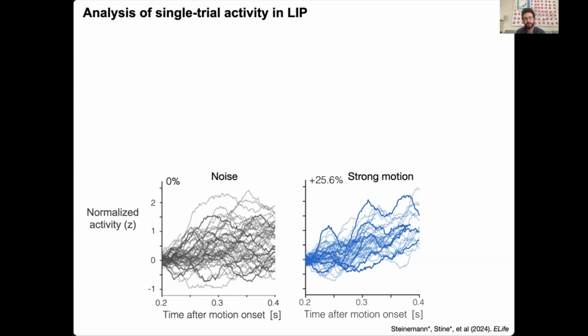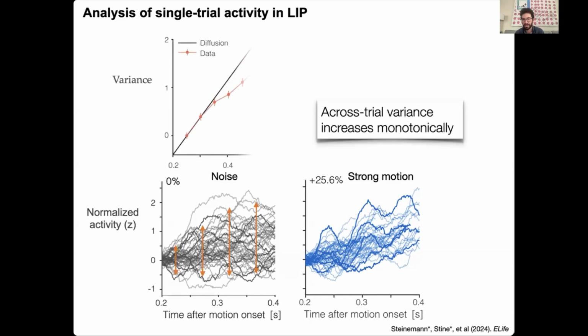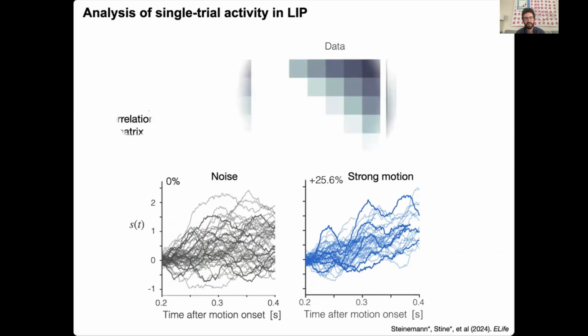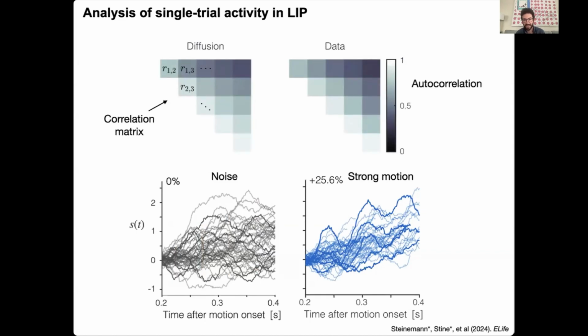For example, a first pass prediction of a drift diffusion process is that the variance should increase across trials as a function of time, and that's exactly what we see. We can also do slightly more complicated analyses where we look at the correlation matrix across single trials, and we can have a prediction for what we'd expect from a diffusion process, and we find that the data matches that closely. Don't worry too much about the details here.